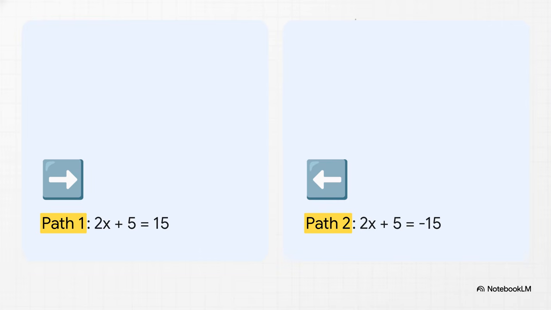Now we have the absolute value of 2x plus 5 equals 15. Then we split it. Path 1 is 2x plus 5 equals 15, and path 2 is 2x plus 5 equals -15. Oh, and a super important quick warning here.